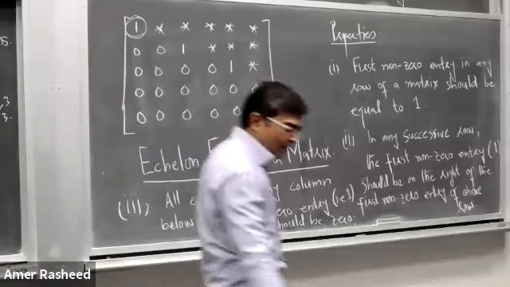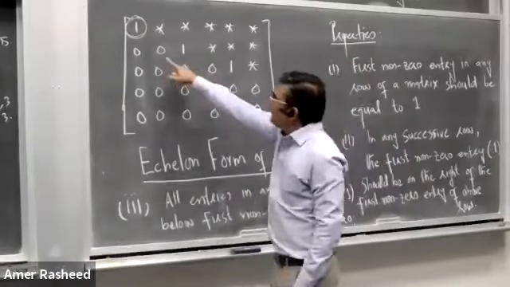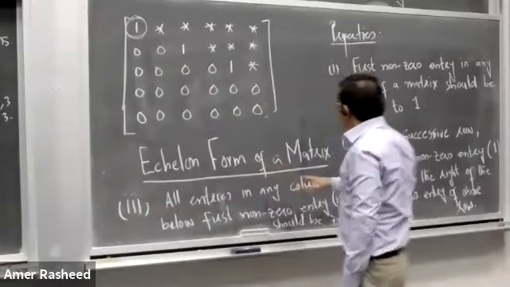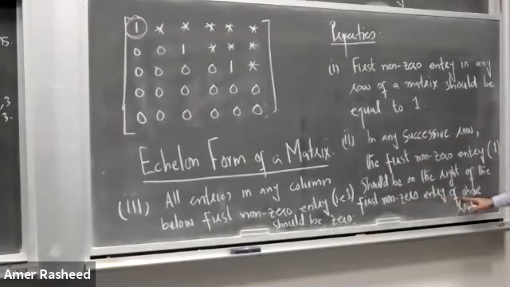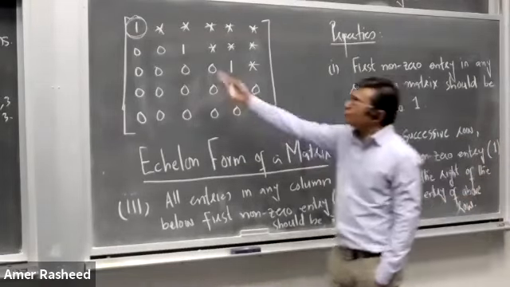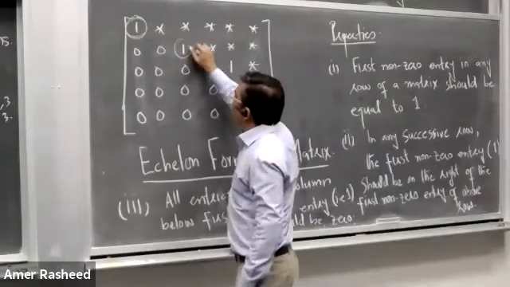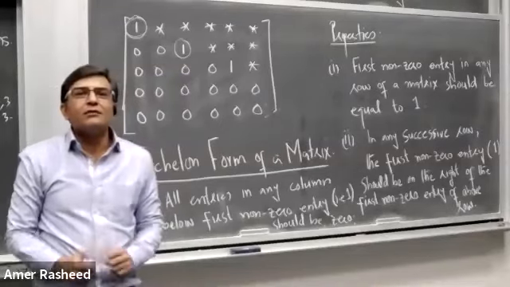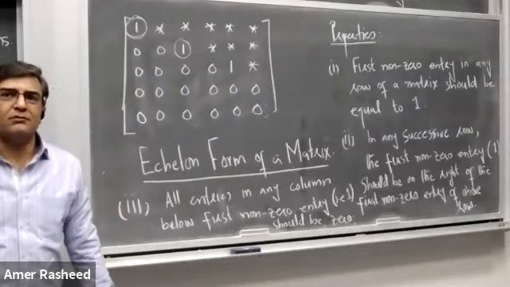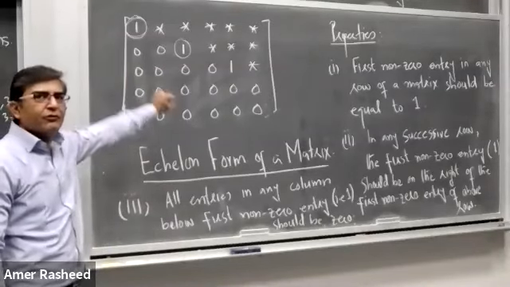Where have I written in the second property that this one should be here? What have I written? In any successive row, the first non-zero entry, which is 1 basically, should be on the right of the first non-zero entry in the previous row, in the above row. So that is fine. Is this 1 on the right of that one or not? Yes, it is. Right? So the second property is not violated. Then what is the problem? Why is this matrix not in the echelon form? Tell me.